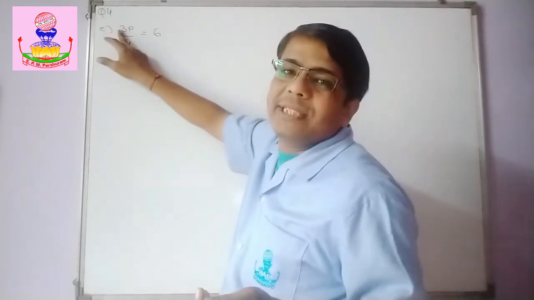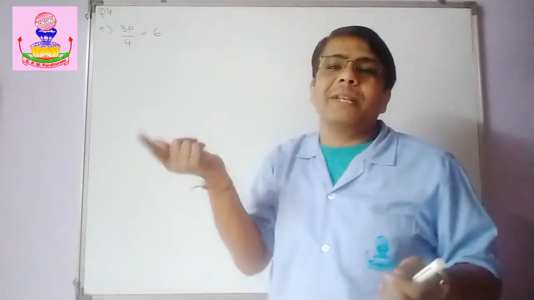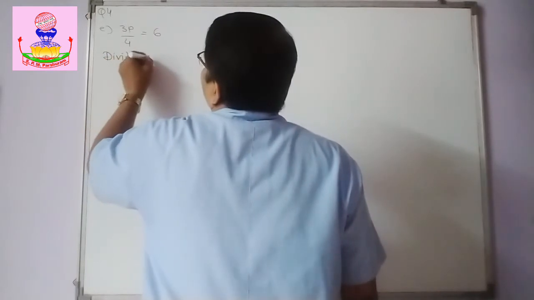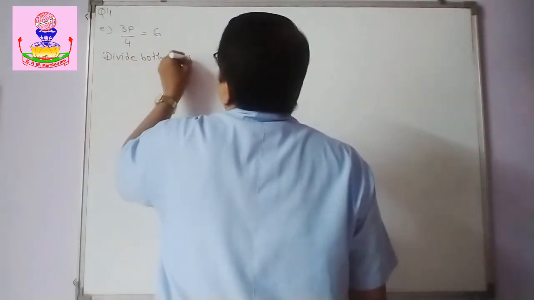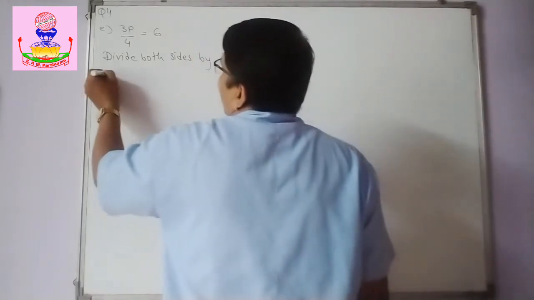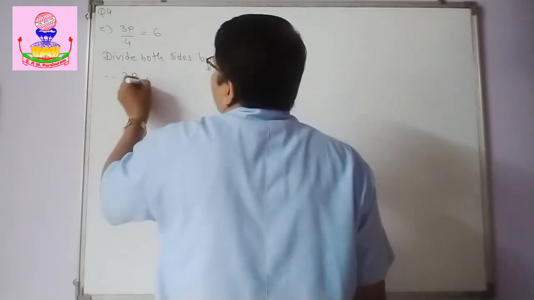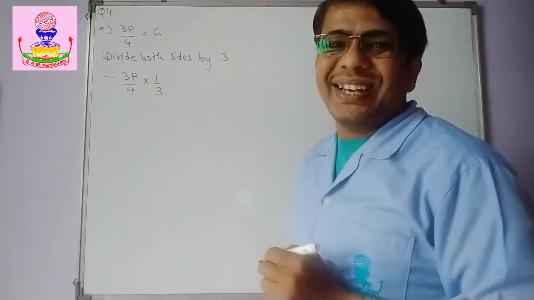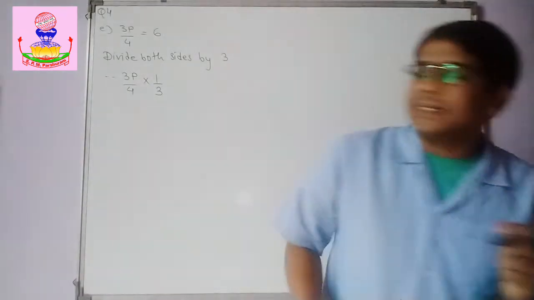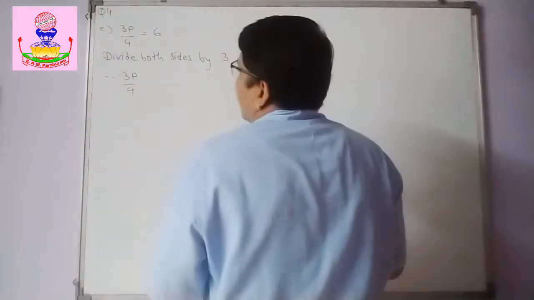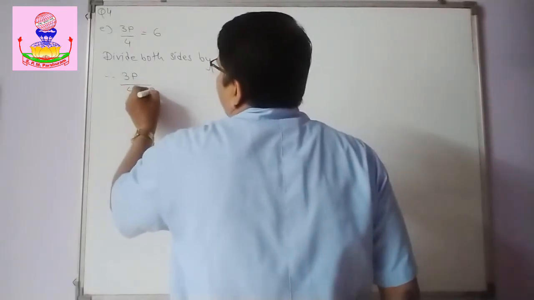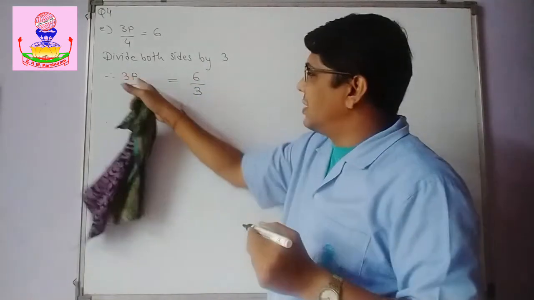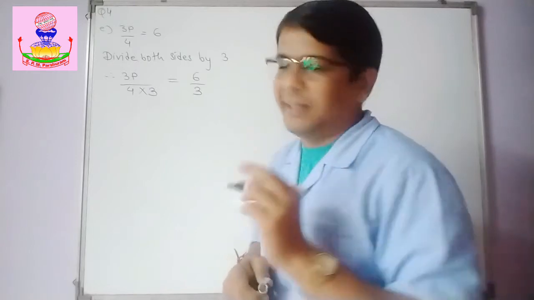So here I will first remove this 3. It is in multiplication. Opposite of multiplication, yes, division. So divide both sides by 3. So 3p upon 4 into 1 upon 3. Or if you don't understand, I'll just write it like this. See here. 3p upon 4 into 3, that is equal to 6 upon 3. So divide both sides by 3. I believe you understand. Okay.